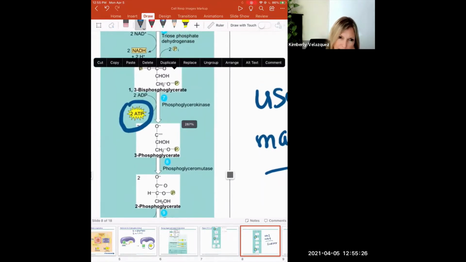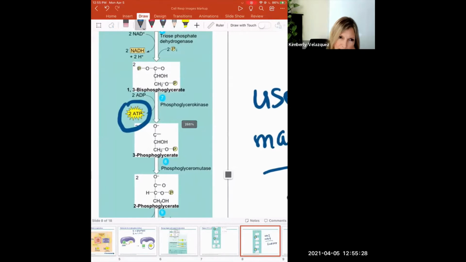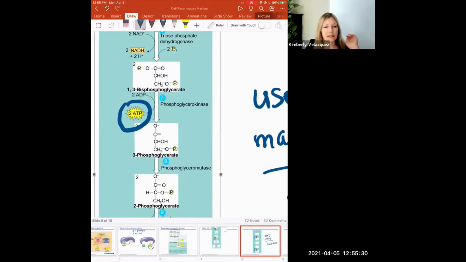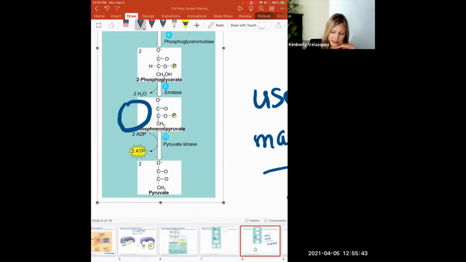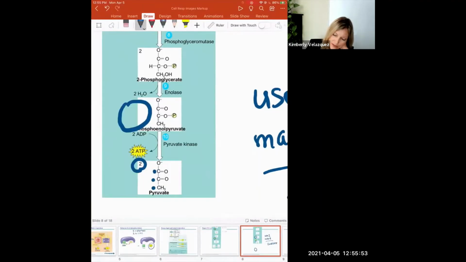So anything that ends in ASE is an enzyme, and you can see that the product in one stage becomes the reactant of the next stage, just like in any other metabolic pathway. So this 3-phosphoglycerate is a product of the prior stage and then becomes the reactant of the next stage. And at the end, we end up with 2 molecules of pyruvate that are 3 carbon molecules, 1, 2, 3, and we end up with 2 of those. Those 2 then go through pyruvate oxidation.